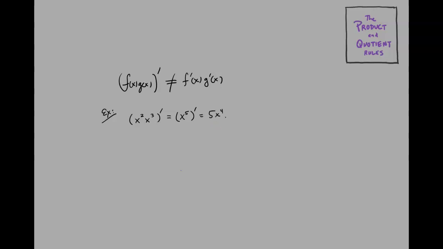On the other hand, if we took those two derivatives separately and then multiplied the results, we would end up with 2x times 3x squared, which is 6x cubed. Very different from what we obtained over here. That means that these two expressions are unequal. So if you are looking for the derivative of a product, do not be tempted to compute the product of the derivatives. If you do so, you will be led astray.